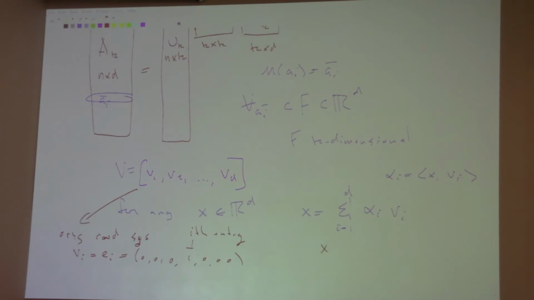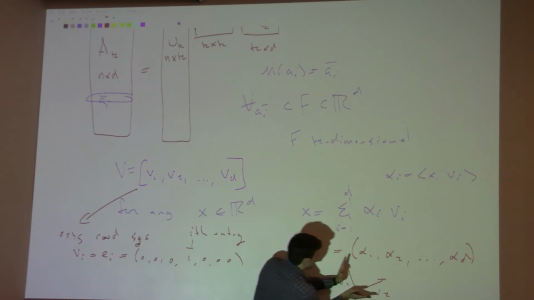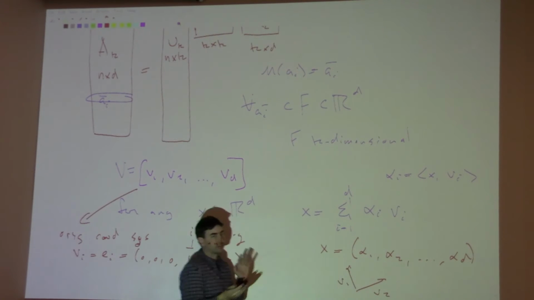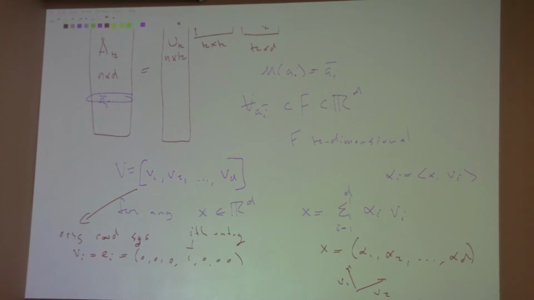I could say that x in this coordinate system is equal to alpha 1, alpha 2, up to alpha d. In this new coordinate system, where I had v1, v2, if I wrote the coordinates in this space, this is slightly rotated from the original coordinate system, well then I would go to here. That gives me the point x, the same way as I did before with the original coordinate system.